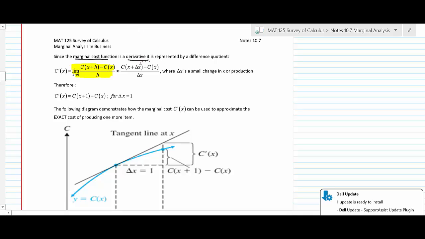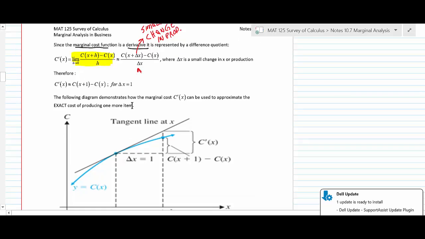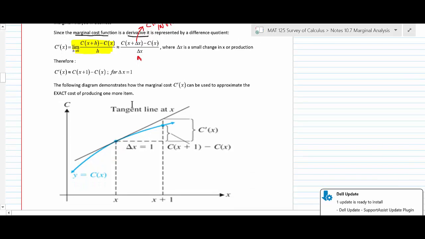We didn't talk about this before, but that delta x is really just a small change in x, so it would be a small change in production. So you can write it that particular way if you want to. This is something you want to try to wrap your head around. Sometimes this is hard for students, but I want to go through what everything in this graph means.